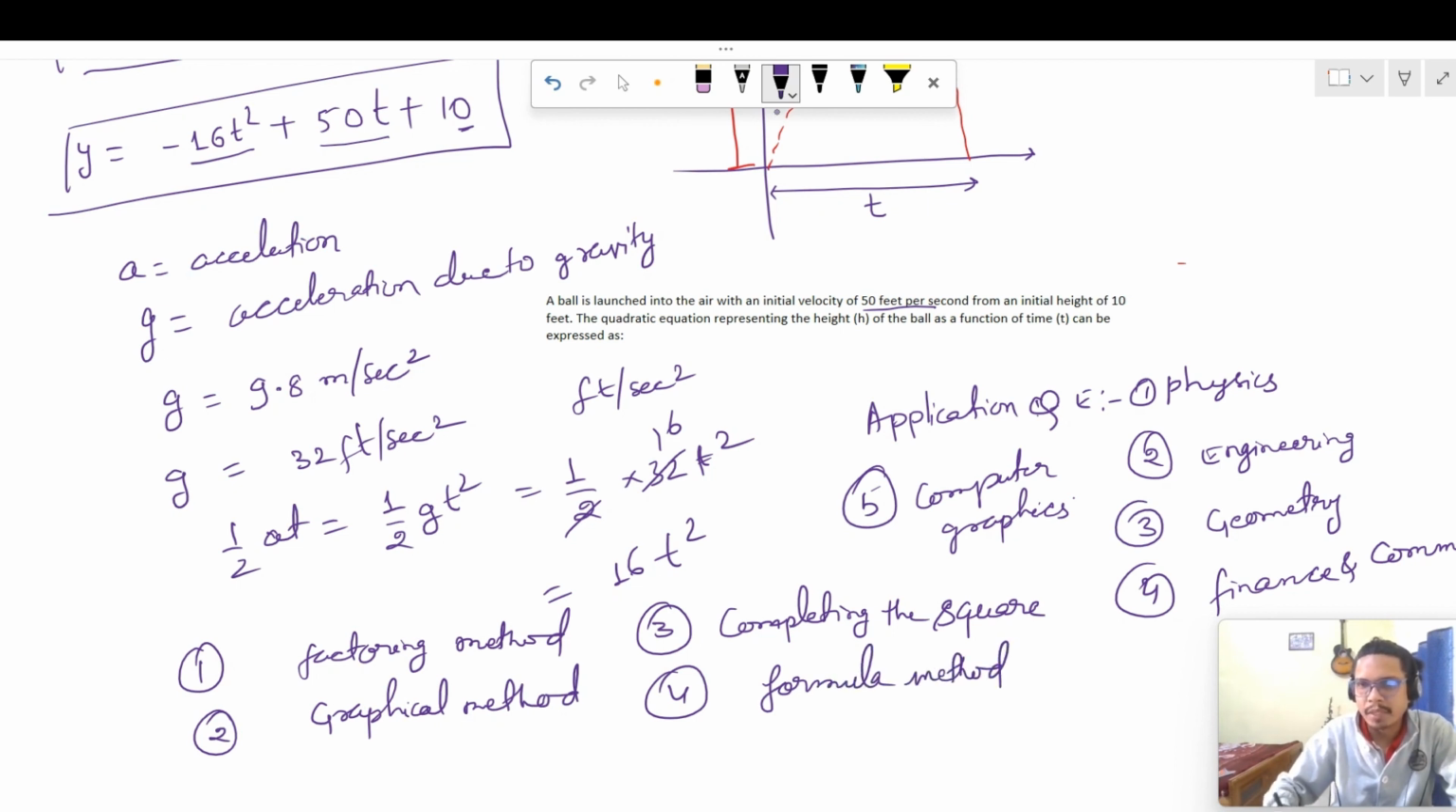You are already familiar with it. We'll get two root values using that formula, and that is way more convenient than other methods of solving quadratic equations. So that we are going to discuss in the next video. The completing the square method we will discuss as well, and the derivation of the formula will also be discussed in the next video.